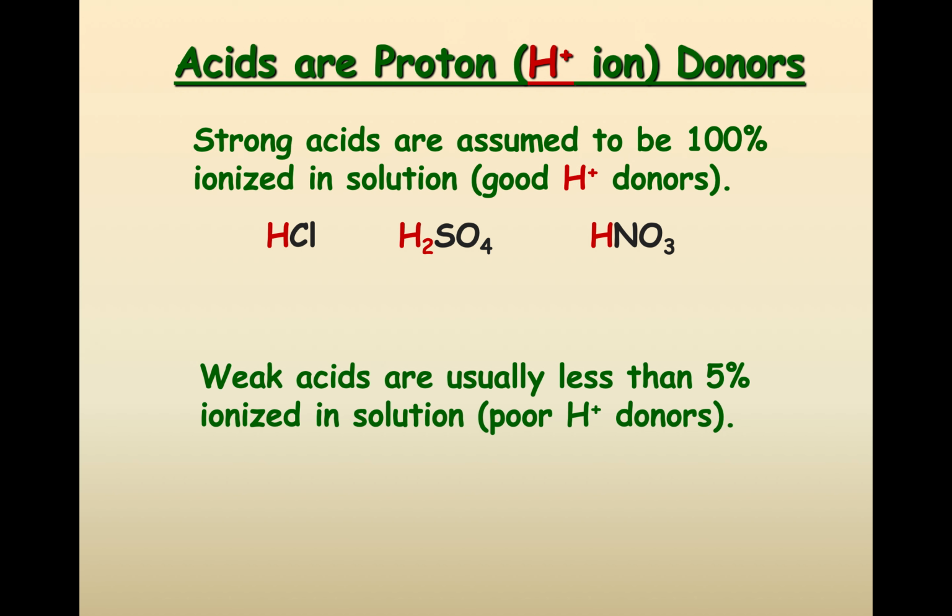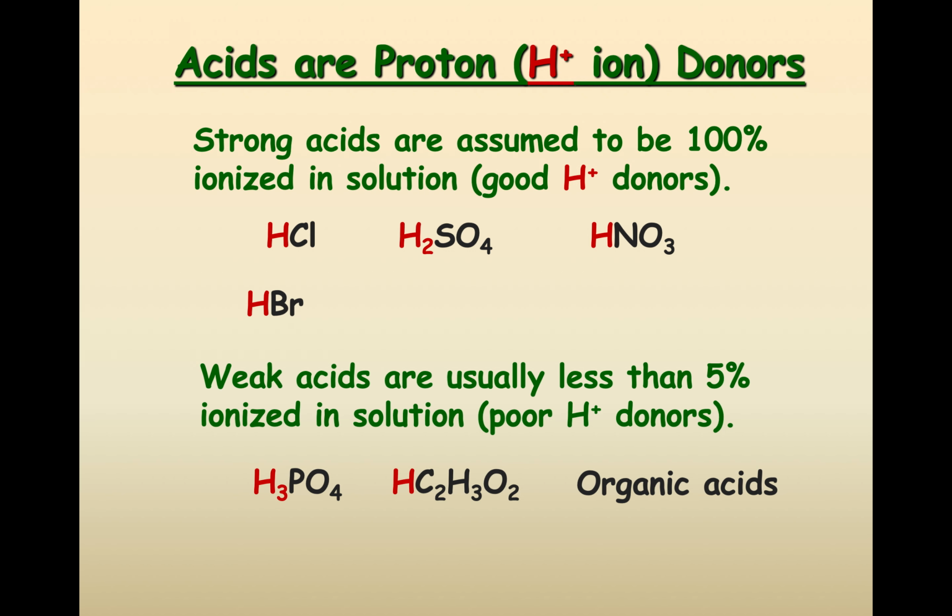Weak acids usually ionize less than 5%, so they're poor. A weak acid would be like acetic acid, or what we call commonly vinegar. There's acetic acid, phosphoric acid, and then the organic acids, like citric acid. Carbonic acid is the acid that you have in sodas, like Coca-Cola and Mountain Dew.